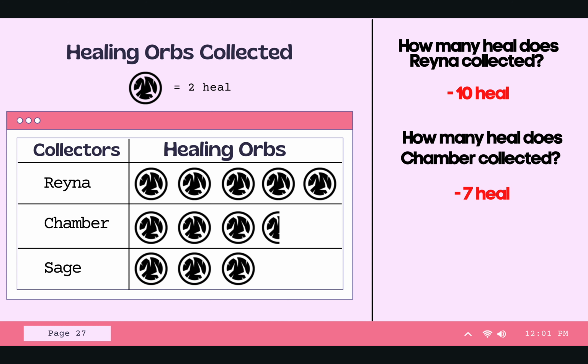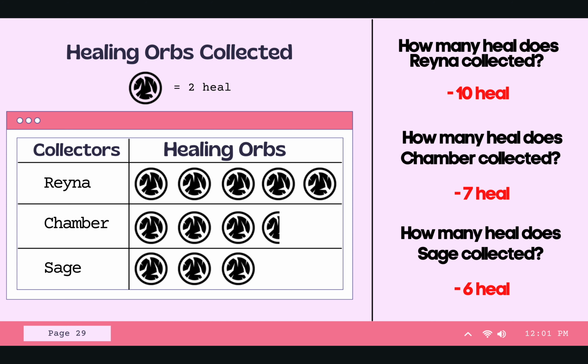Third question. How many heal does Sage collect? Sage collected 3 orbs: 1, 2, 3. Let's multiply it by the key of the orbs. That's 3 times 2, and it equals 6. So Sage collected 6 heal.